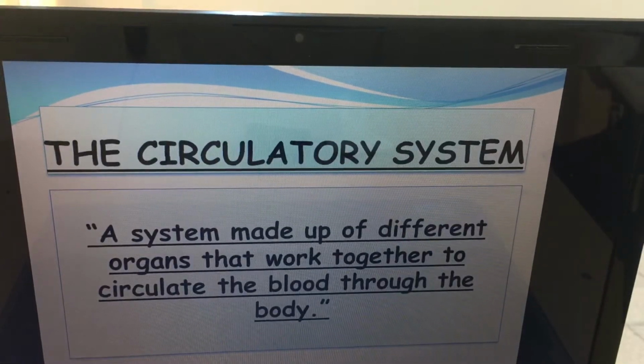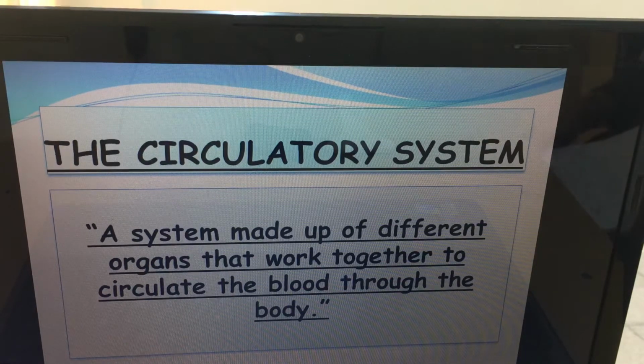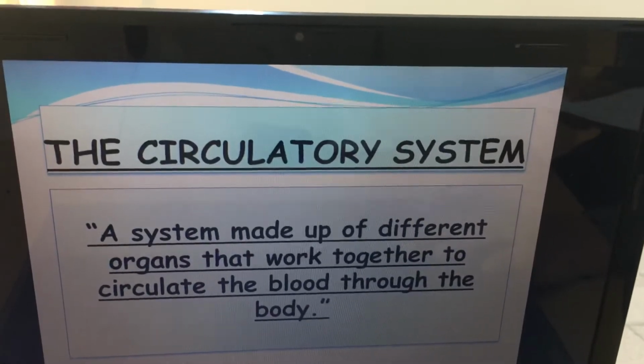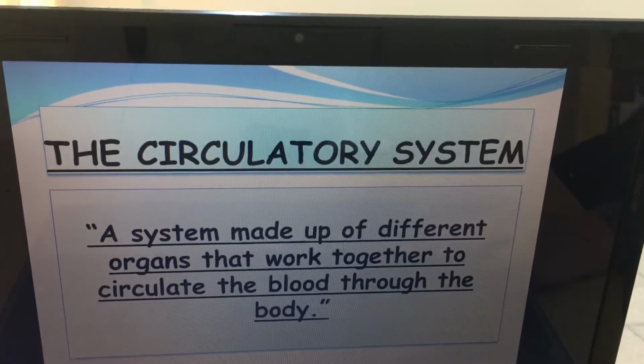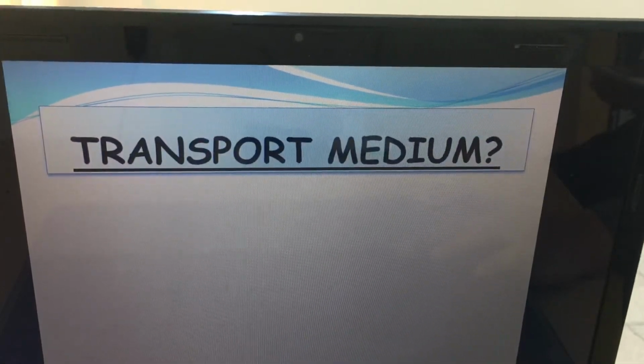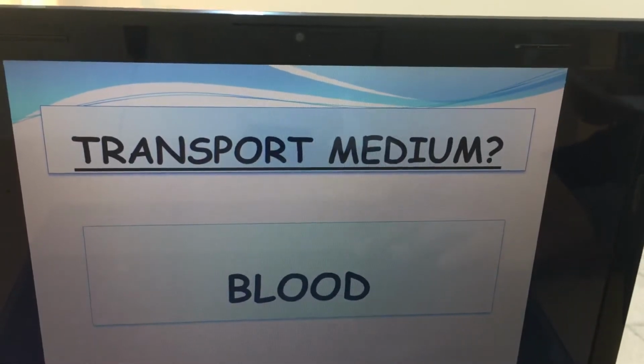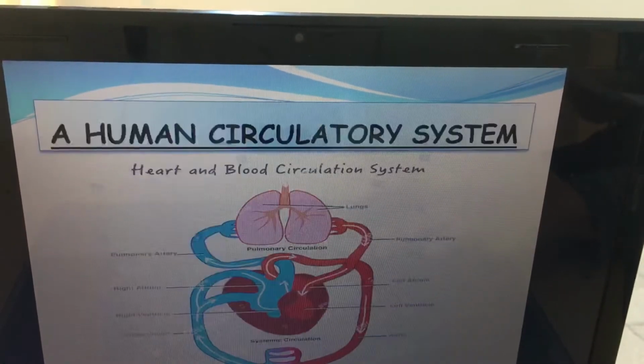What is the circulatory system? A system made up of different organs that work together to circulate the blood through the body. Okay, so what is actually the medium in our circulatory system? As I said before, transportation is the movement via a medium. So what is the transport medium? The transport medium is the blood. Yes, the blood moves and circulates throughout our body and makes it a circulatory system.